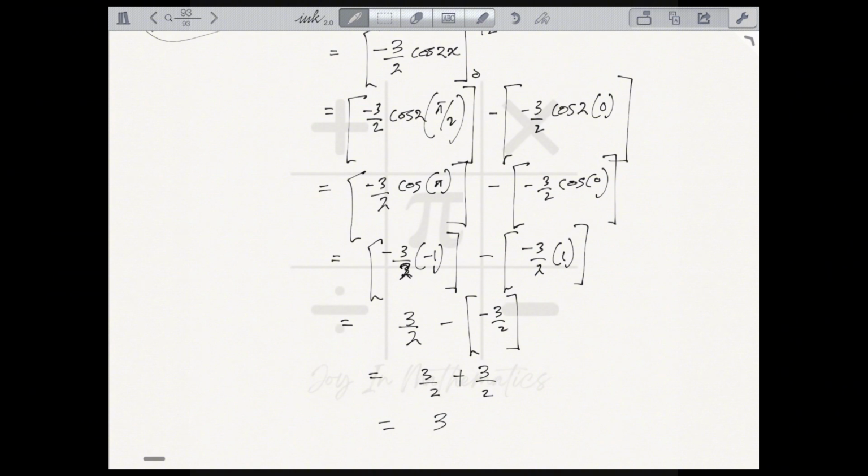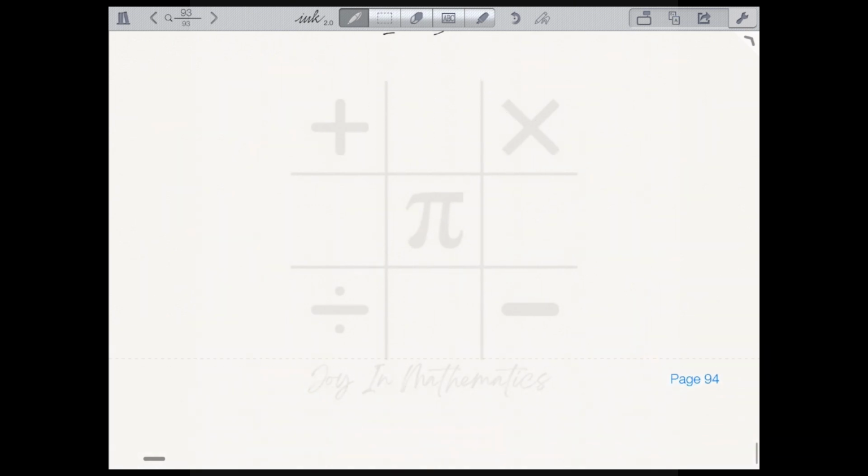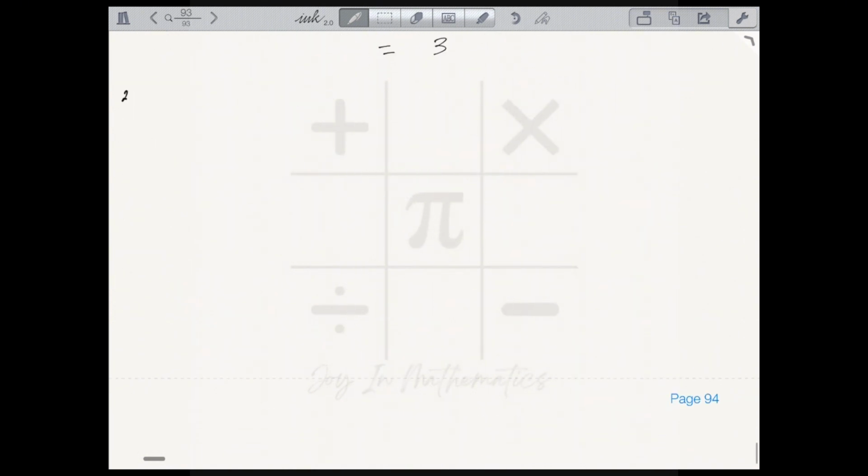Let's take another example. This is example 5. And now we are asked to integrate from limit of 1 to 2 of 4 cos 3t dt.